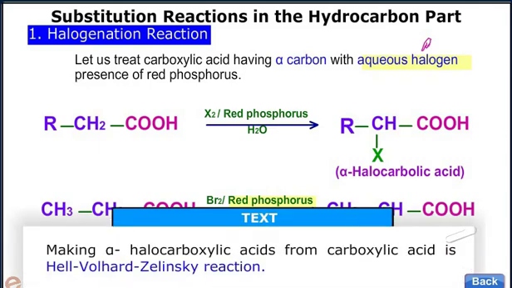Making alpha halocarboxylic acids from carboxylic acid is the Hell-Volhard-Zelinsky reaction.